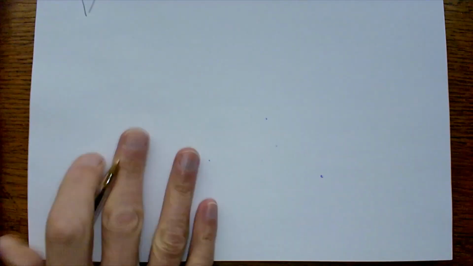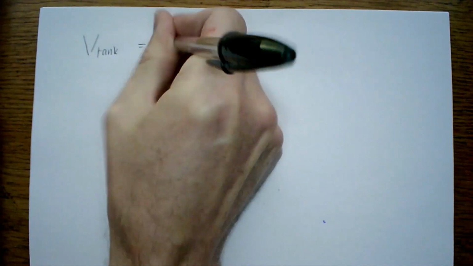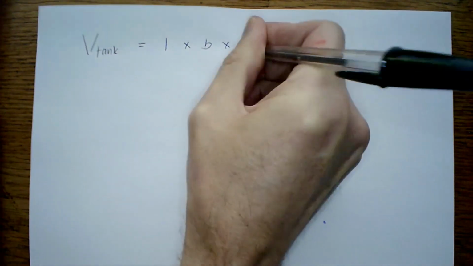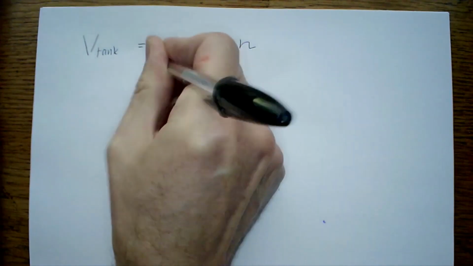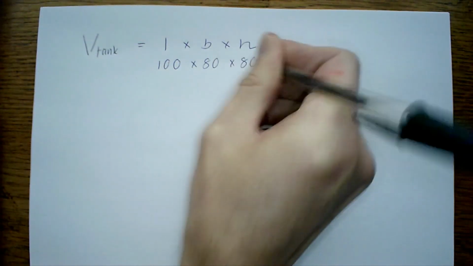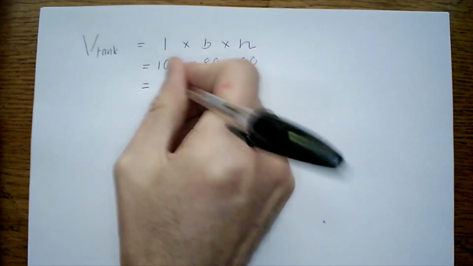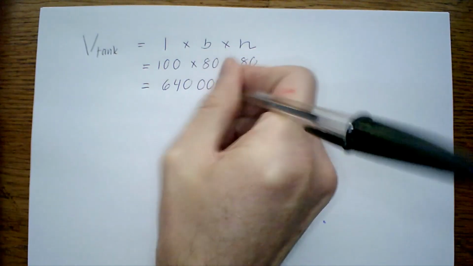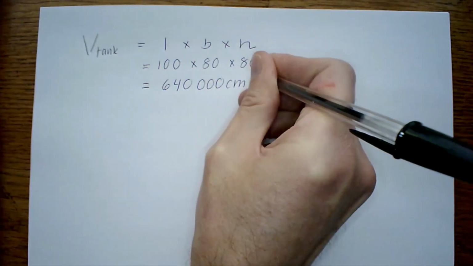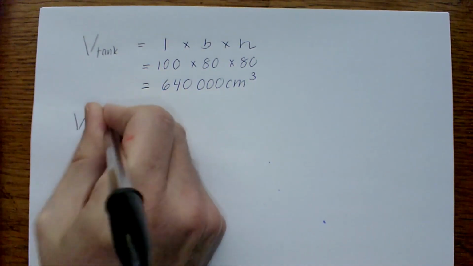First of all, we need to find the volume of the tank. And that's going to be length times breadth times height. And it was 100 times 80 times 80. So when I work that out, 100 times 80 times 80 is going to be 640,000. Make sure we get the right number of zeros. 640,000 cubic centimeters.